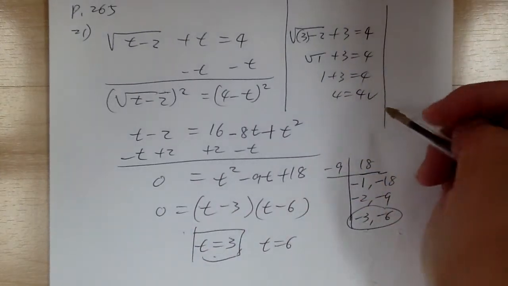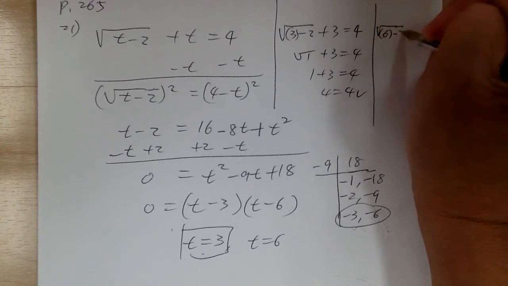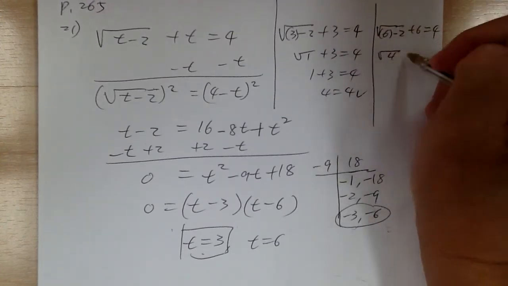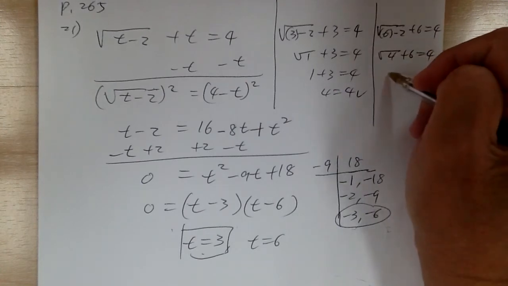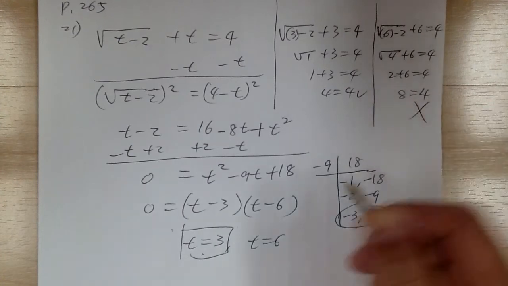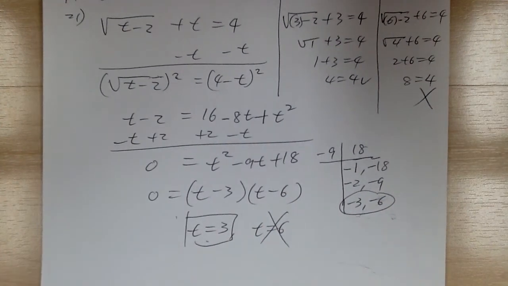Now let's check the next one, the 6. So you're going to get square root of 6 minus 2 plus 6 equal to 4. So you're going to get square root of 4 plus 6 equal to 4. So you're going to get 2 plus 6 equal to 4, 8 equal to 4. So this one is no good. Okay, let's go to 23.